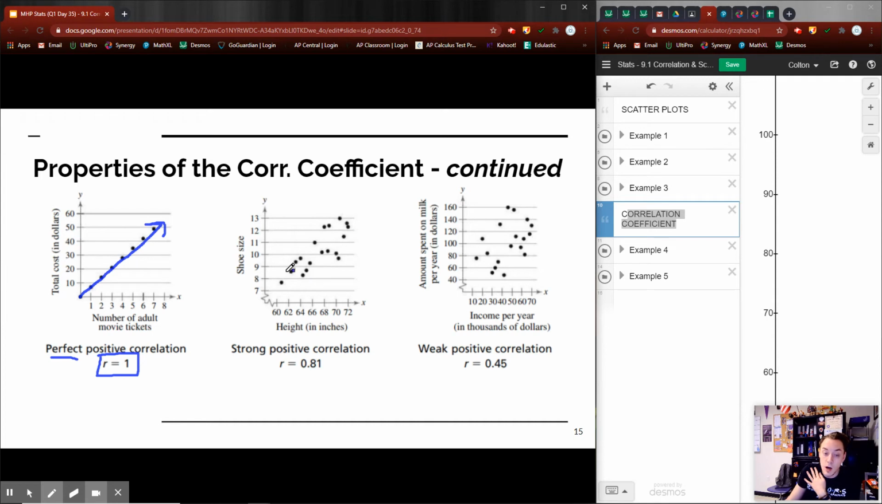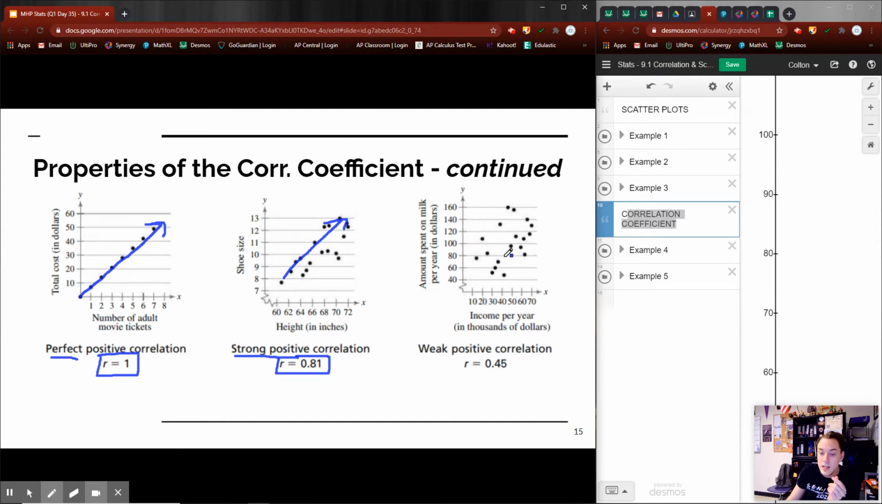Here, this is a strong positive linear correlation because I can draw a line in between here. It's not perfect, but I know it roughly goes up. So we can say that this is a strong positive correlation. Now notice my R is close to 1, but it's less than 1. It's not greater than 1. It's just close to 1.